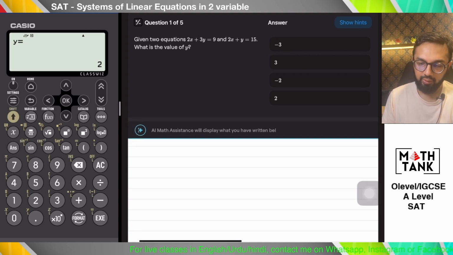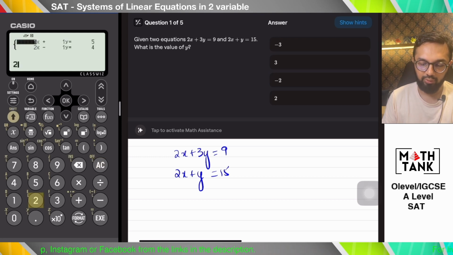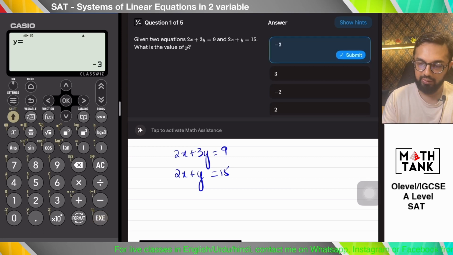Okay. Given two equations, what is the value of y? So again, solving simultaneously. None of these questions are actually different from each other, and I'm just going on and showing you different questions. You should also rehearse the solutions on your calculators so that you know where you make a silly mistake. x is 9 and y is minus 3.